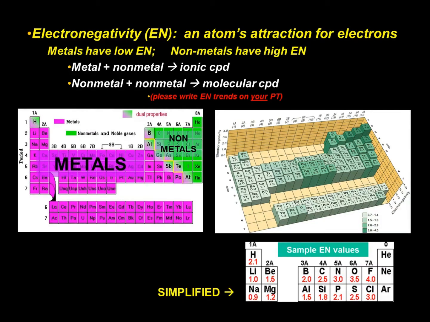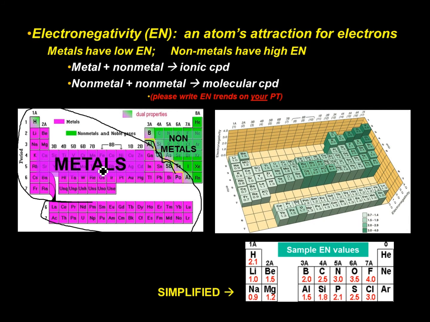Electronegativity is the next concept. We often write it as EN, and this is defined as an atom's attraction for electrons. Metals have a low electronegativity and nonmetals have a high electronegativity. So if you have your periodic table with you, you should probably make a note. Well, actually we'll include these. Everything on this side of the stair step, right? This is the stair step that you've seen many times.